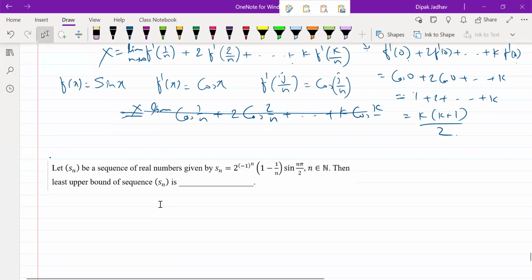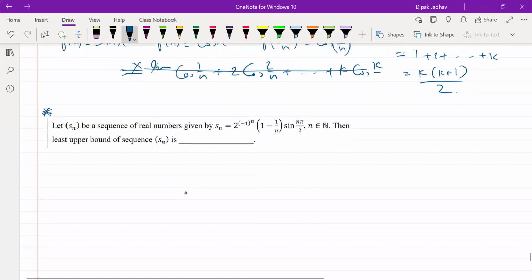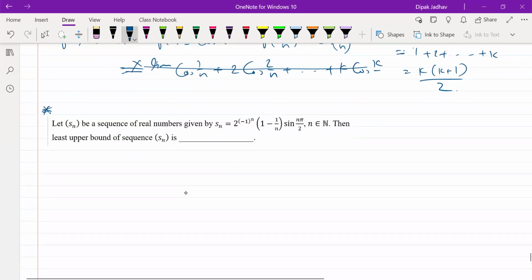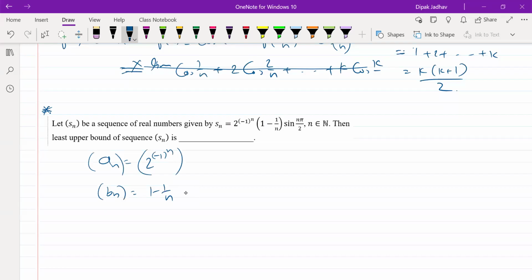This is a slightly different question. Sn be a sequence of real numbers given by this: 2 raised to minus 1 raised to n, times 1 minus 1 by n, times sin n pi by 2. So there are basically 3 sequences. Let us separate them. First one is this. Second one, let's call it bn, that's 1 minus 1 by n. And third one is cn, sin n pi by 2.